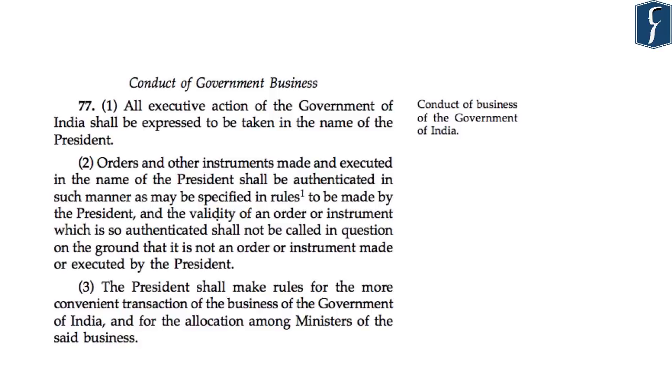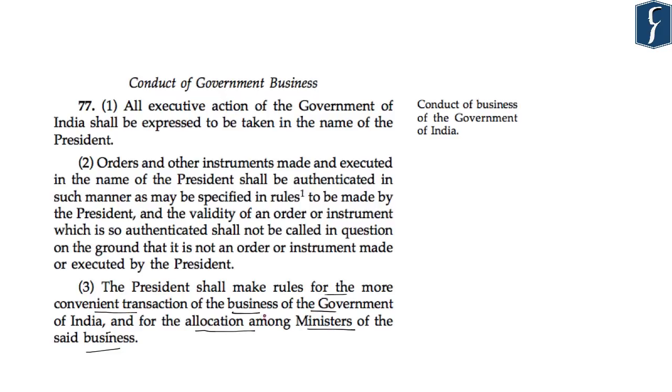Under Article 77, Clause 3, the President shall make rules for the more convenient transaction of the business of the Government of India and for the allocation among ministries of the said business. So, the Constitution has given the power to reorganize the ministries and their businesses to the President of India, and this can be done easily by amending the rules.